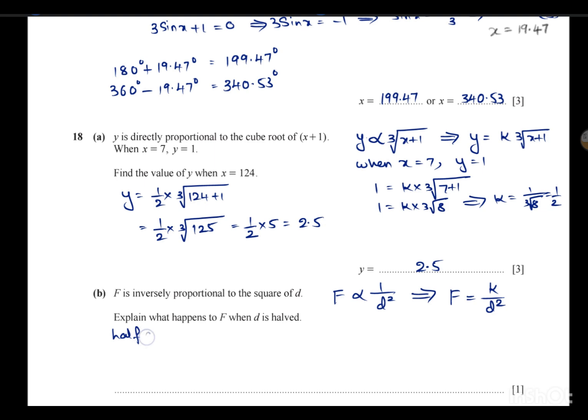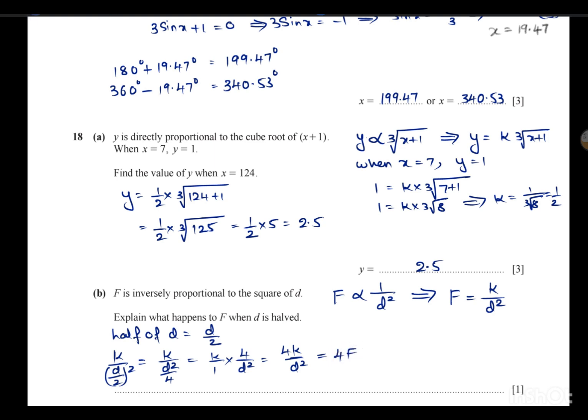Half of D will be d by 2. So now put the same thing here, d by 2: k by (d by 2) square is equal to k by d square by 4. So that will be k by 1 into 4 by d square, which is 4k by d square. So this is 4 multiplied by F.